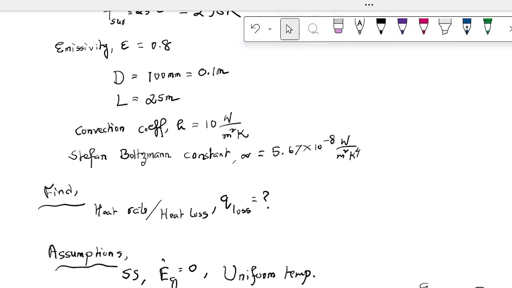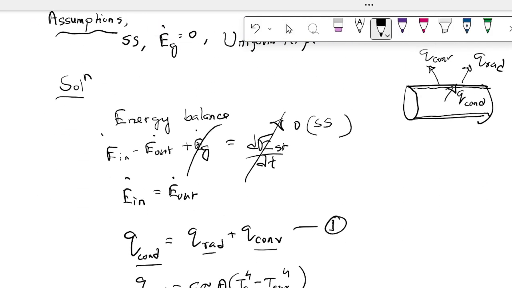All right, so then you can write from equation 1, right? The heat loss from the pipe is the same as the conduction, and it is equal to Q radiation plus Q convection. Everybody remember, the V in CONV is for convection, the D in COND is for conduction. Don't forget that. Okay, so then I'm going to write those equations and simply plug in those values.